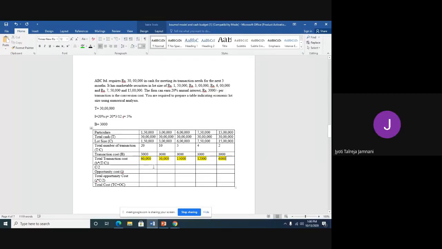We'll do the next now. To find the opportunity cost, what do we need? We need the average cash balance and we need the value of I. So to find the average cash balance, we have to do C by 2.